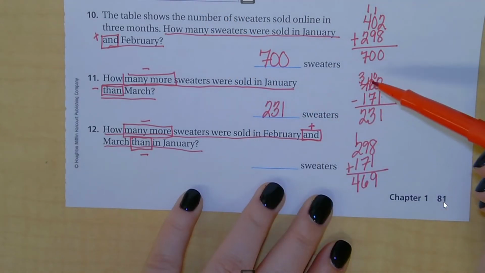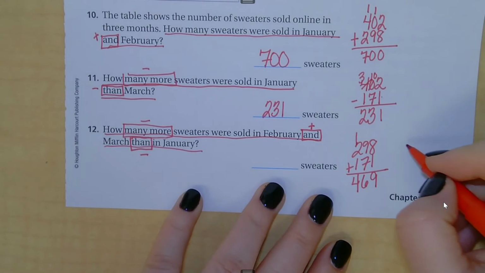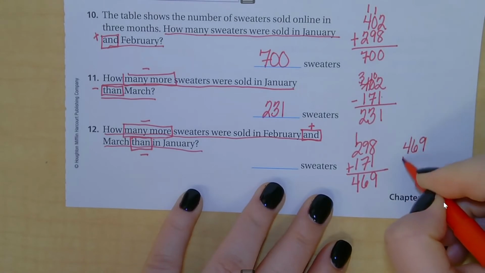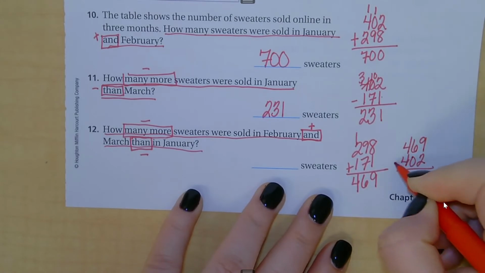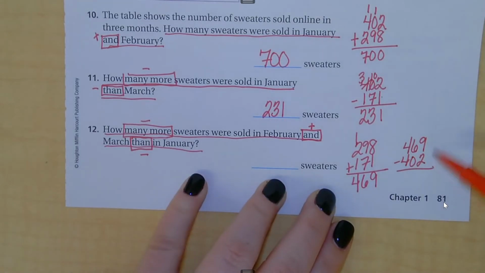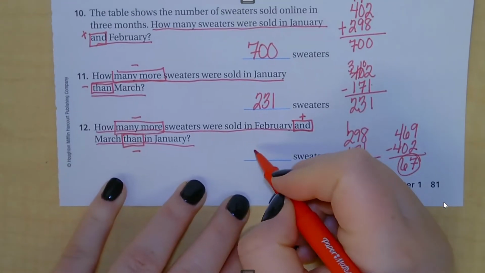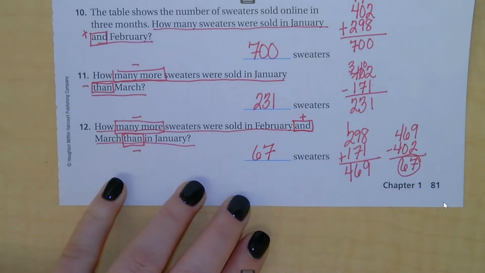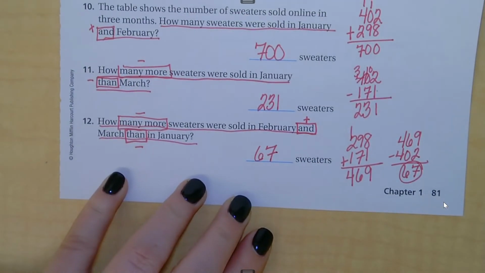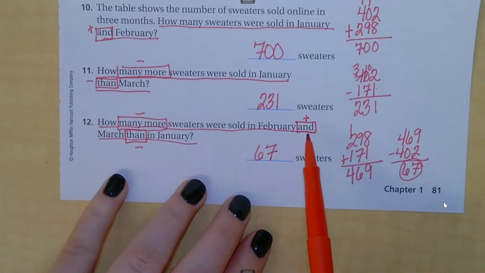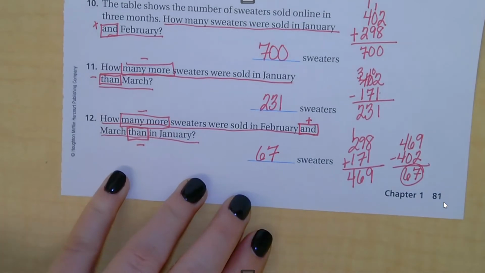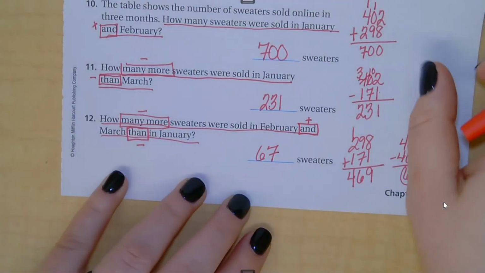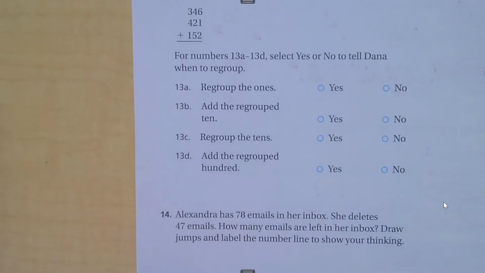January was 402. 469 is the bigger number, so we're going to put it on top. 402. And subtract. 9 minus 2 is 7. 6 minus 0 is 6. 4 minus 4 is nothing. So 67 more sweaters were sold in February and March than in January. You have to read your questions carefully. Box those clue words so that you know what steps you need to take. All right, flip it over.